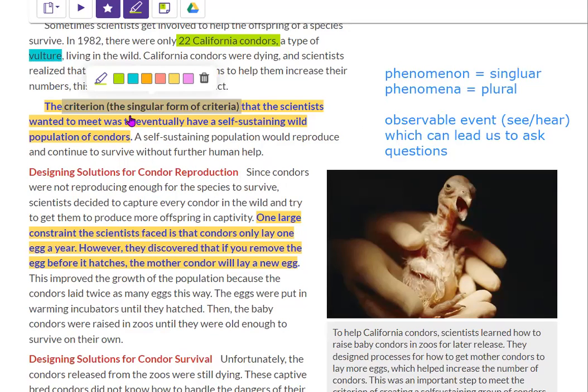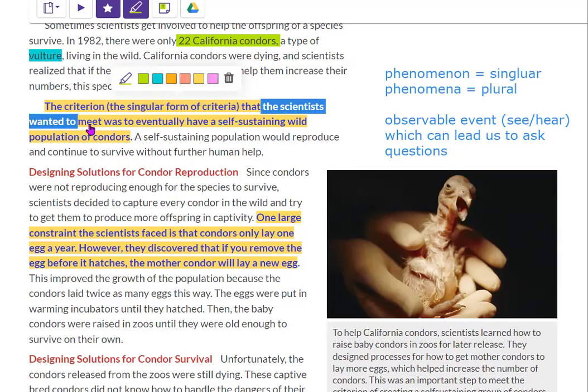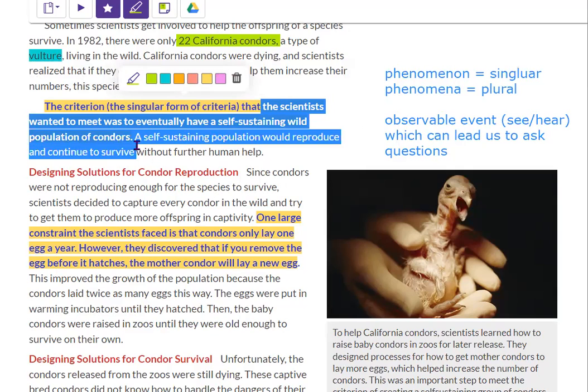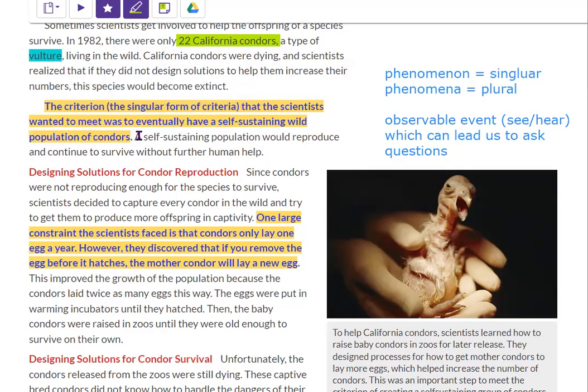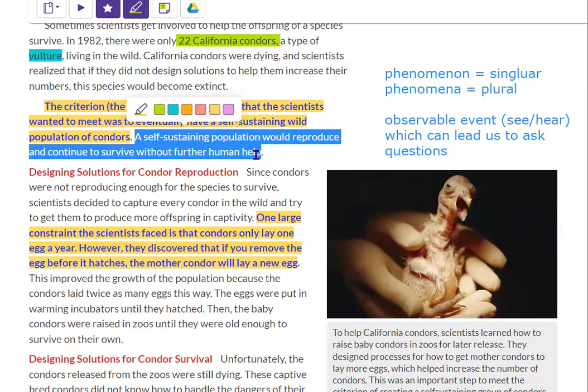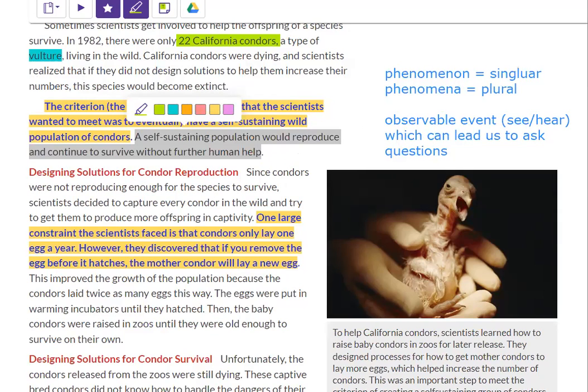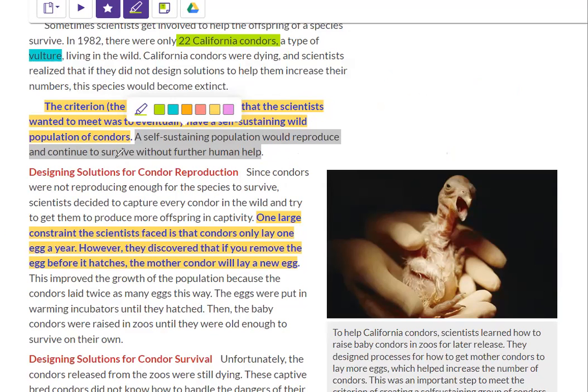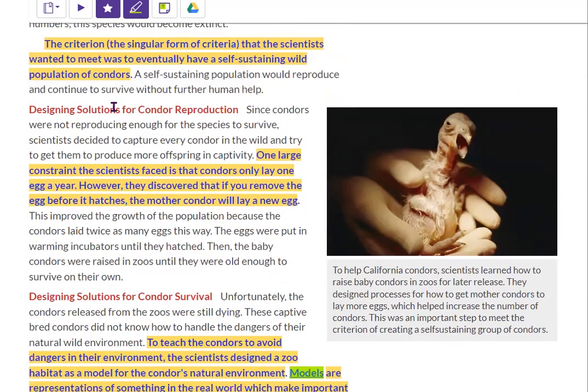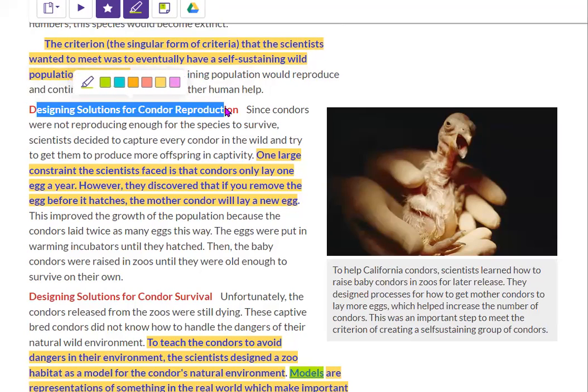The criterion, right, the singular form of criteria, the requirement that the scientists wanted to meet was to eventually have a self-sustaining wild population of condors, right? And so this would mean that this population of birds would be able to reproduce and continue to survive without the help of humans. And so that was their goal. Designing solutions for condor reproduction.